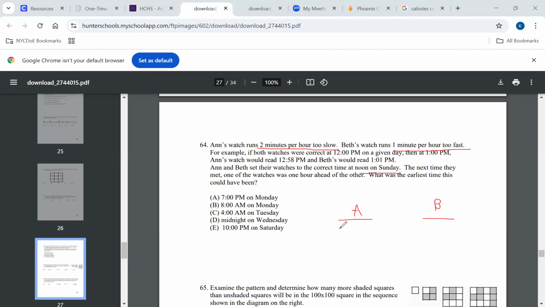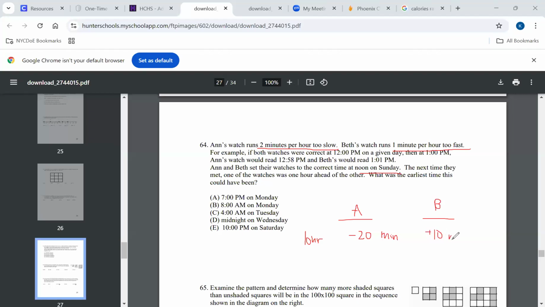So let's think about it. If we go 1 minute, 2 minutes, 1 minute, 2 minutes, this could take some time. So let's see what would happen after 10 hours. That means that Anne's watch has been running 2 minutes too slow for 10 hours, so she's going to be 20 minutes behind. Whereas Beth, who's going 1 minute per hour too fast, after 10 hours, is going to be 10 minutes ahead.